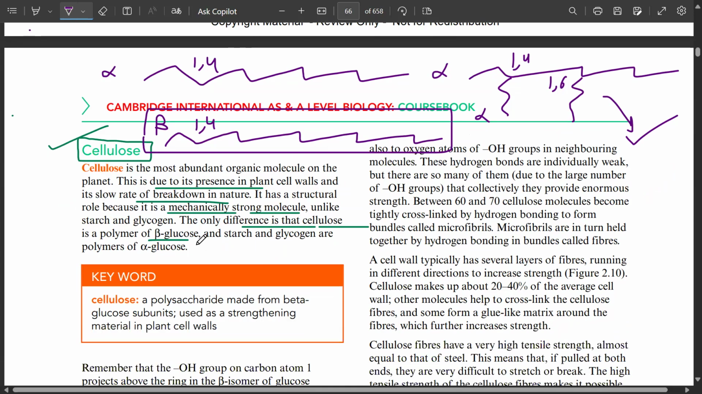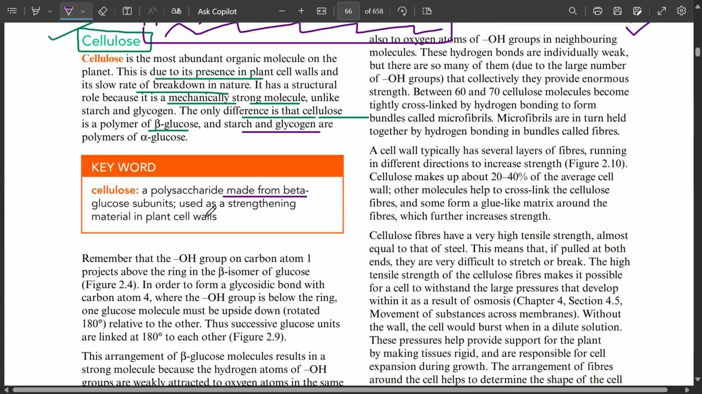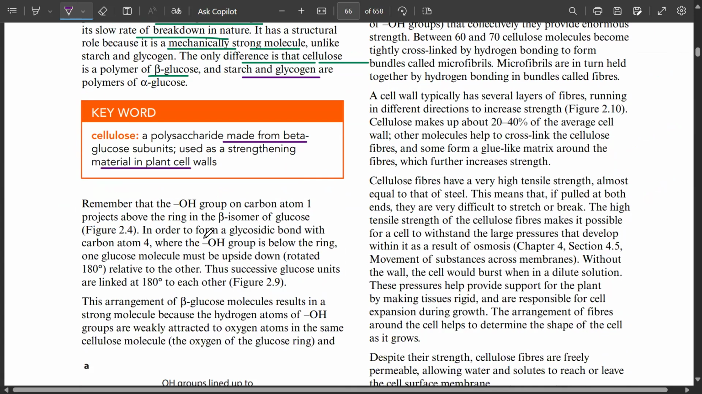Now, it is a polymer of beta glucose, and starch and glycogen are the polymers of alpha glucose. Cellulose is a polysaccharide made from beta glucose subunits used as a strengthening material in plant cell walls. Remember that the OH group on carbon atom 1 projects above the ring in the beta isomer of glucose. In order to form, you remember what was the difference between alpha and beta? Can you tell me?